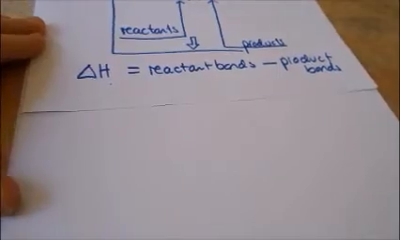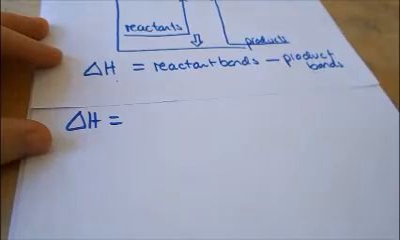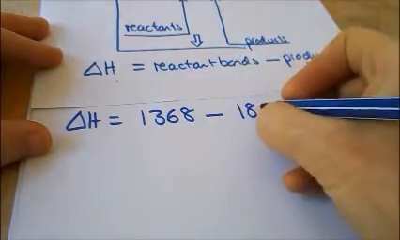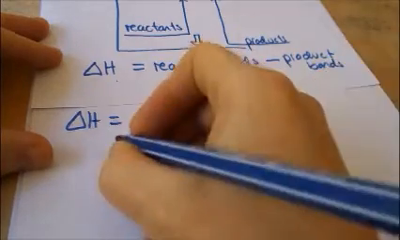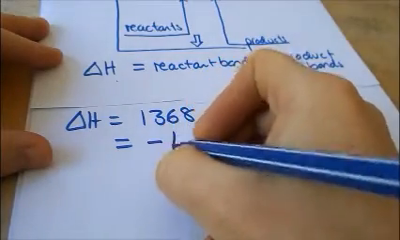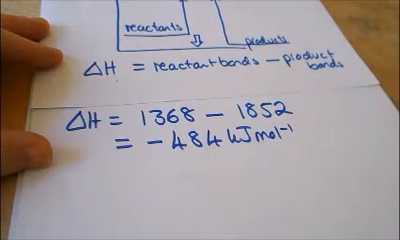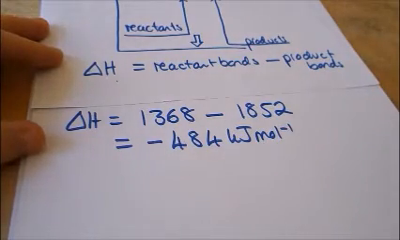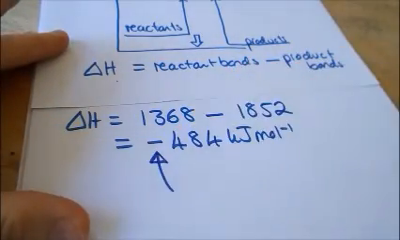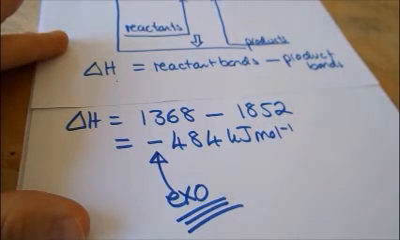Okay, so we can then just have a look at the numbers we've got. So delta H for this reaction, our reactant bonds was 1368, our product bonds was 1852, and so our overall energy change is then going to be minus 484 kilojoules per mole. Then we need to think, is this exothermic or endothermic? So we look at the sign. Our sign is negative, and so that means that this reaction is going to be exothermic.